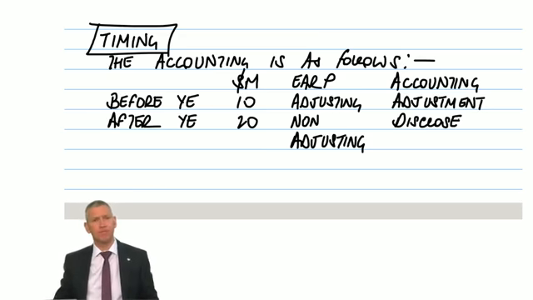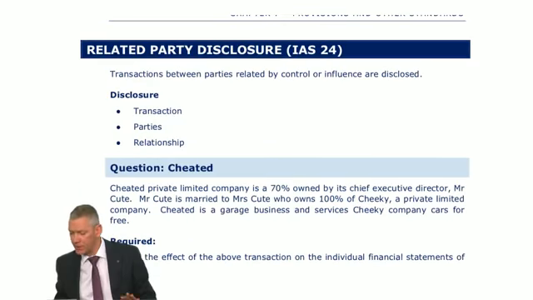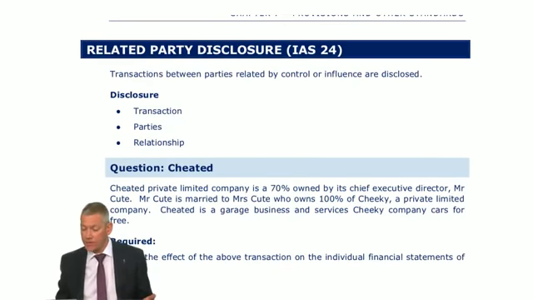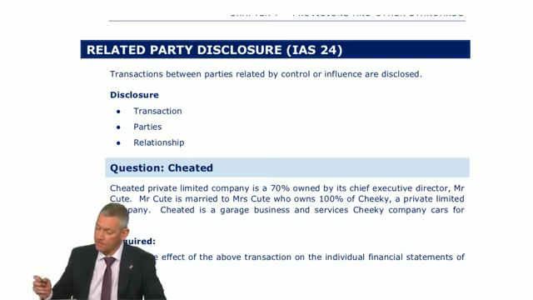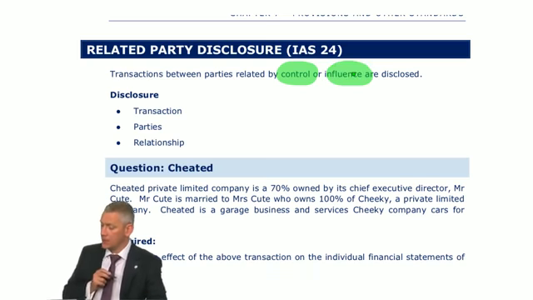There you go, that's what you do. Next subject. Okay, so the next subject, related party disclosure, very simple idea. Not much to this. Transactions between parties related by control or influence are disclosed.